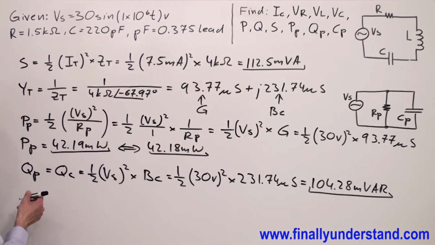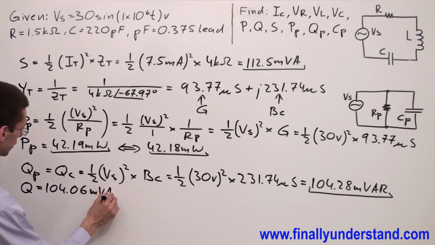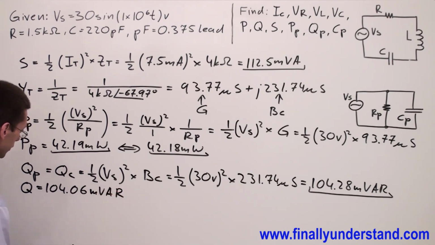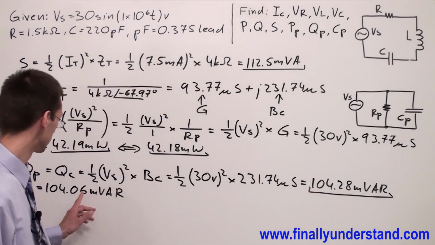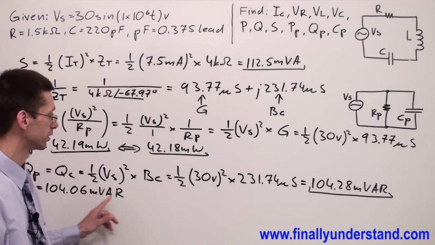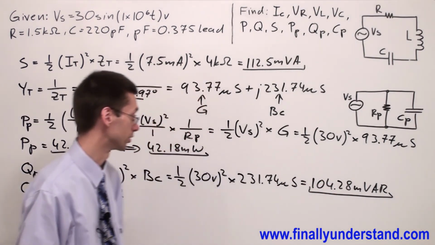Let's compare what we have got in the series circuit. In the series circuit, we got 104.06 millivolt ampere reactive. We can say that these answers are also very close, even if this is 0.6 and this one is 0.28, so we can say that this is also good.